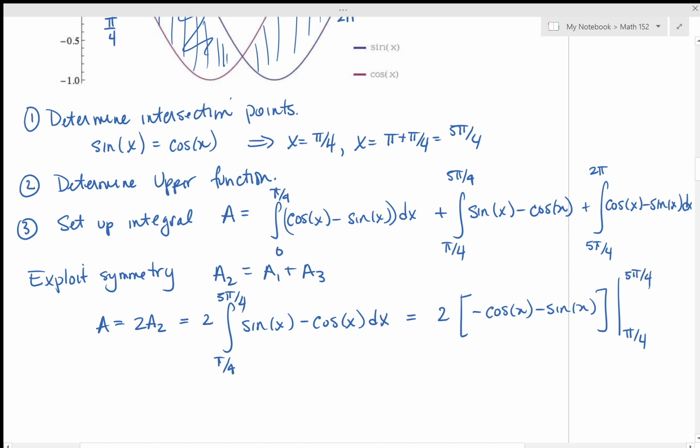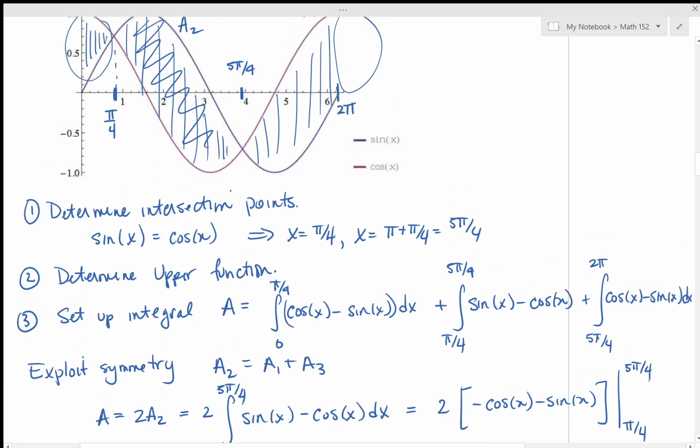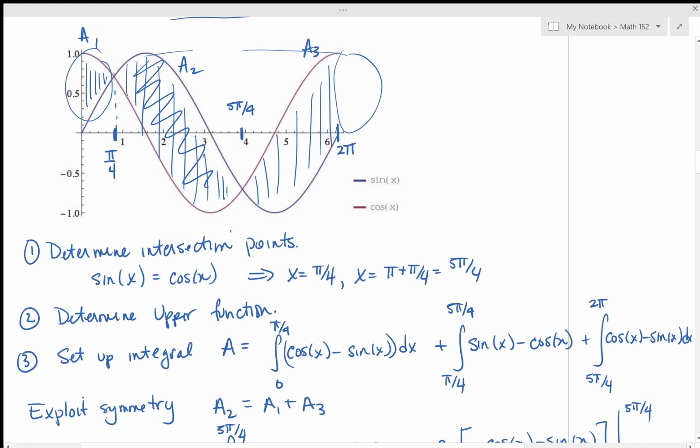Okay, then something else nice happens that I could notice, and that is sine and cosine have the same value at pi by 4 and 5 pi by 4. How do I know that? I already know that right here. There's pi by 4. Sine and cosine have the same value. Here's 5 pi by 4. Sine and cosine have the same value.